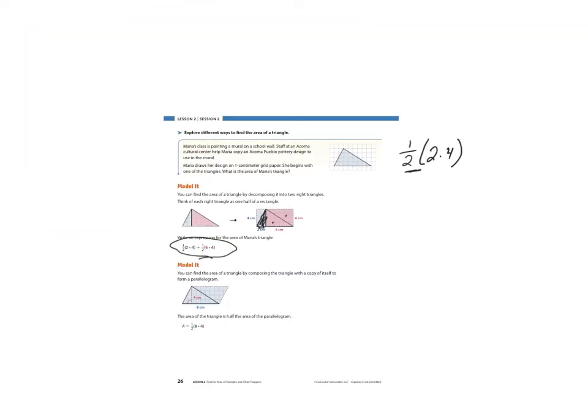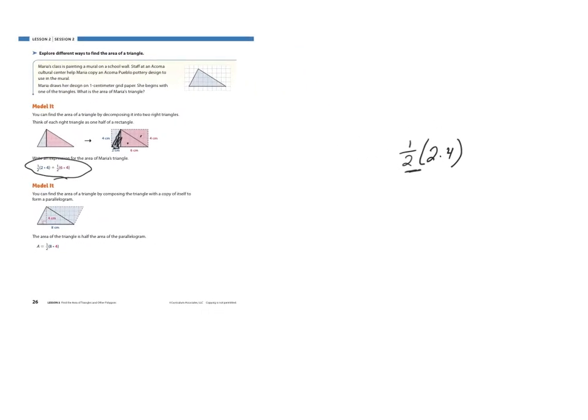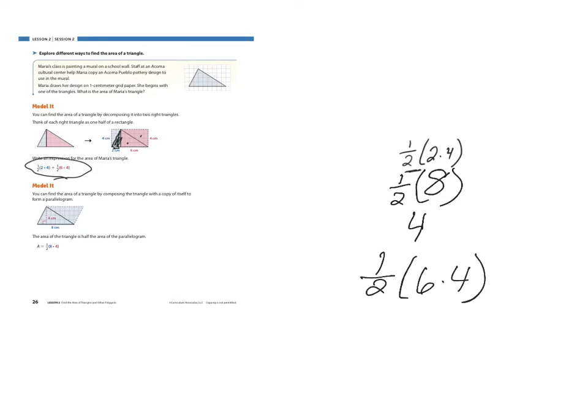So what you would do here, you would take your 2 times your 4 first, which is 8, and then you're left with half of 8. Half of 8 is 4. Okay, same thing here. They have half of 6 times 4. 6 times 4 is 24. And then you take your half and you get 12. Their final step is they took the 12 plus the 4, added them together, and got 16, which is the same thing we got on the previous page.